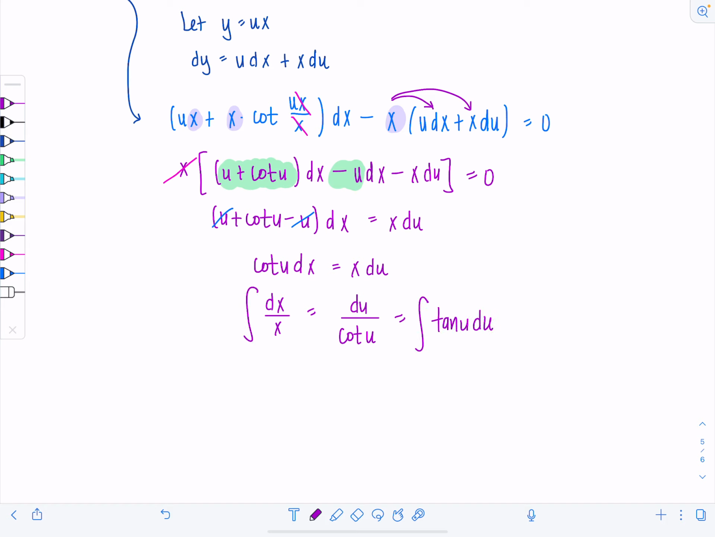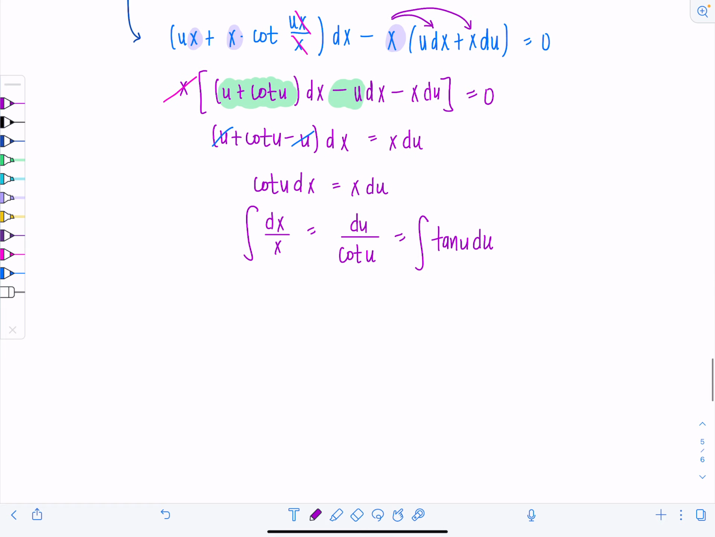Good. Let's integrate now. So left-hand side, integrating 1 over x, we're going to have natural log, absolute value of x, equals, and then antiderivative of tangent u du, that's going to be natural log, absolute value of secant u plus c1. Okay, we have some cleaning up to do, so I know my constant's going to change.